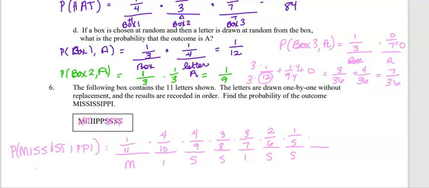All right, next letter I need an I. There are 2 I's left and 4 letters left. So 2 out of 4 chance of getting an I next. Then I need a P. There are 2 P's out of 3 remaining letters. I need another P. Now I'm down to 1 P out of 2 remaining letters. And then finally, I need an I, and there's 1 I remaining out of 1 letter remaining.